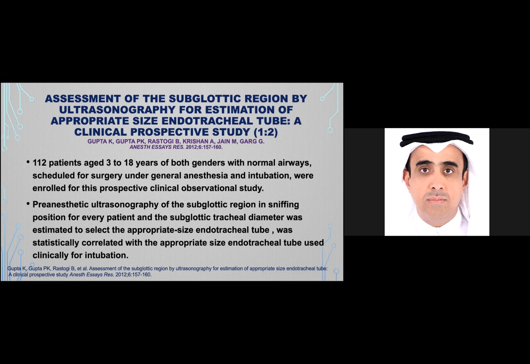Then we'll go to how we make a good assessment of the subglottic region by ultrasound for estimation of the appropriate size of endotracheal tube. This study was done in 112 patients from 3 to 18 years, of both genders, with a normal airway. All of them were scheduled for elective surgery.